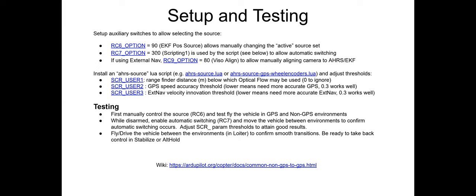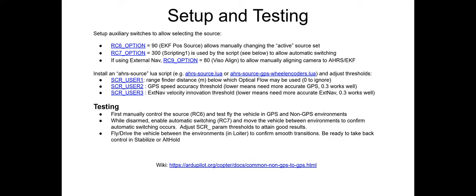For automatic switching, we do that via Lua scripts. I'll jump into the Lua script details later, but you set up RC7 option as 300, which is an option reserved for scripting. And then the script will go in there and check the position of your auxiliary switch 7. If it's low, the script doesn't do anything. If you pull it high, the script starts automatically selecting which source set should be used based upon the status of the EKF and also some feedback directly from the sensors.